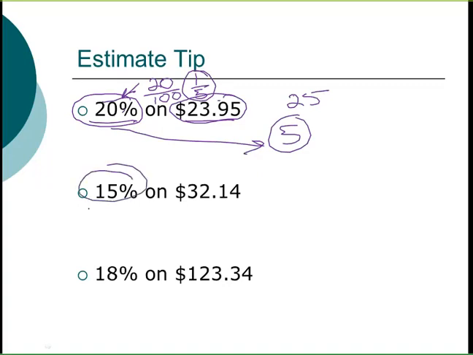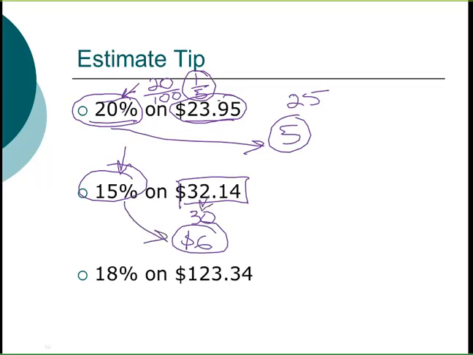15% is not quite as easy, but it's a little bit less than a fifth. So if I say, well, what's a fifth of 32? Well, let's just round it down to 30. That way it's not quite the whole 32. And then take a fifth of that, then I'm probably a little bit more than 15%, but that's okay. Divided by 5, and I get 6. So I'm looking at about a $6 tip as a quick 15% tip.